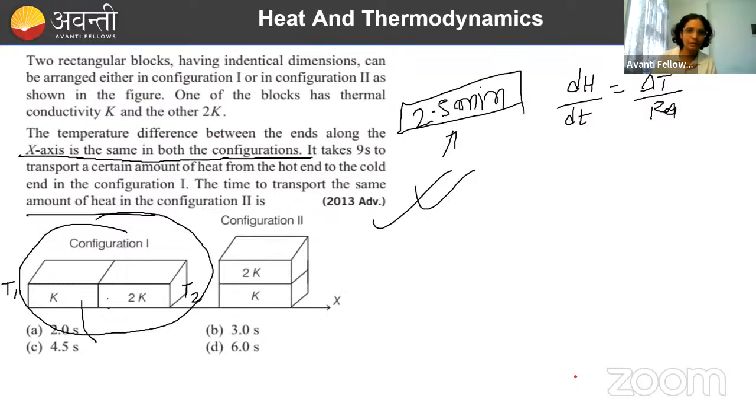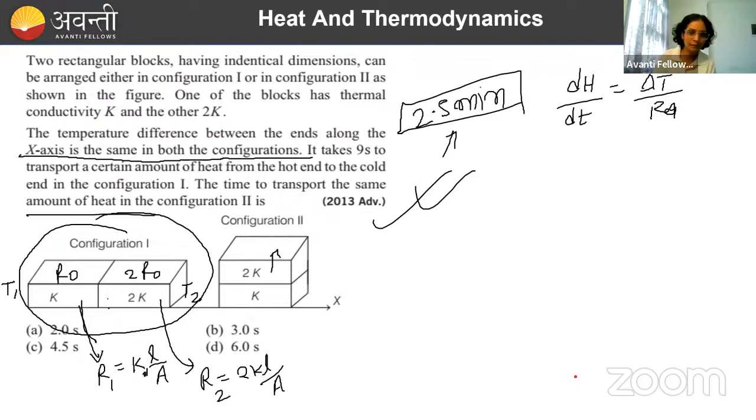Here it is in series now. So individually, first let's see the thermal resistance of the first slab. R1 will be K1 L by A, and K1 is K. So for this slab, the resistance will be 2K L by A. Let me make it easier: K L by A I call R0. So R1 is R0 and R2 will be 2R0.